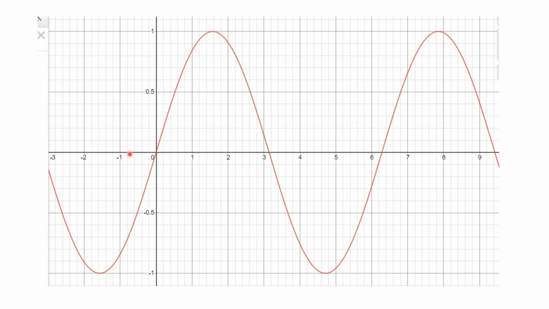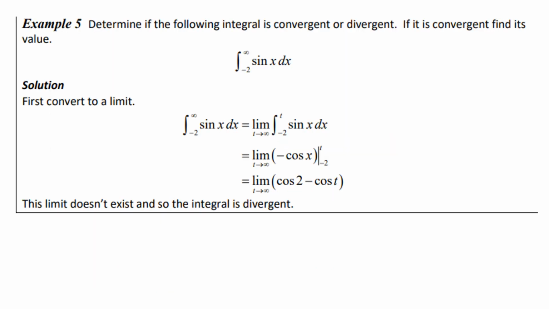Now the picture again will give us insight as to what happened. We're going from minus 2 all the way to infinity. So we can see that this oscillates in this way. Gives us a little bit of insight, but now what we're going to do is calculate it. So first we change it into a limit. Its limit as t tends to infinity of the integral from minus 2 to t of sine of x dx.